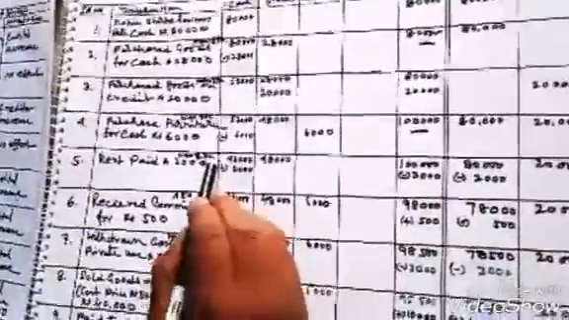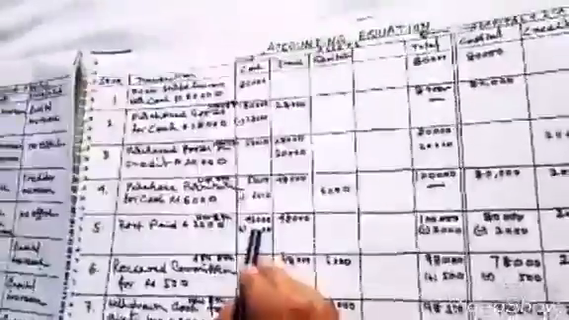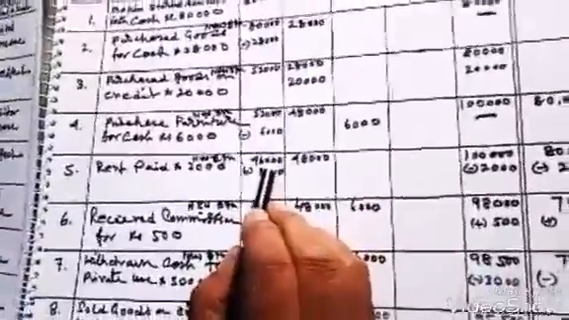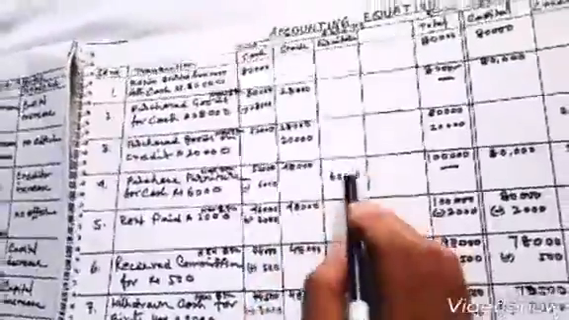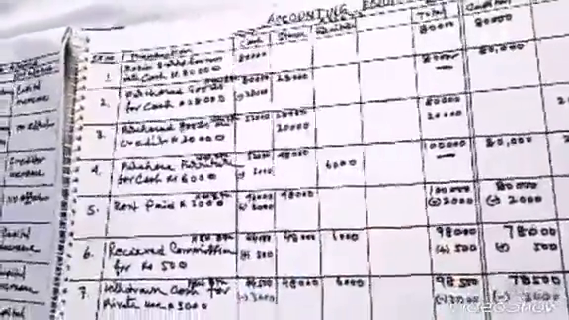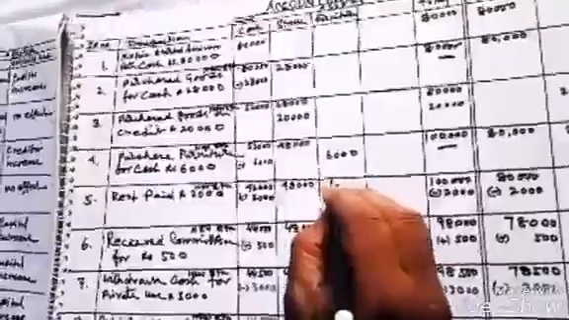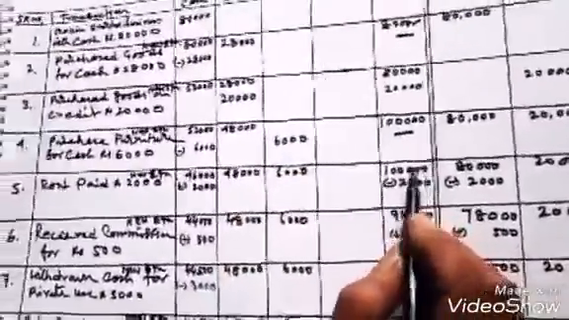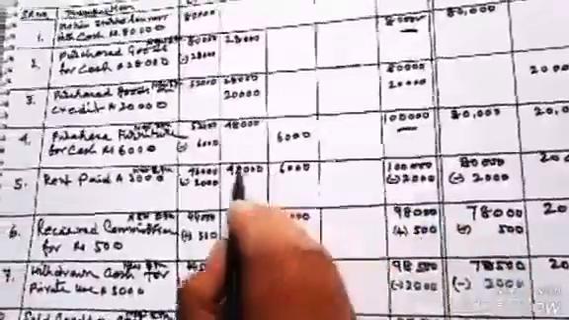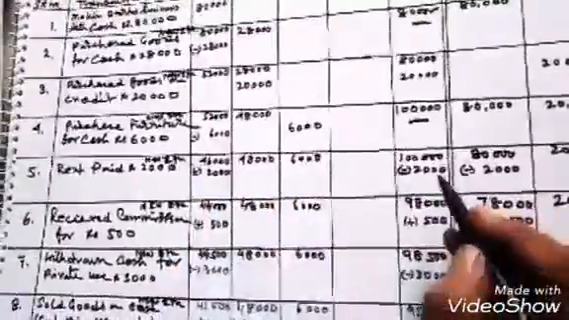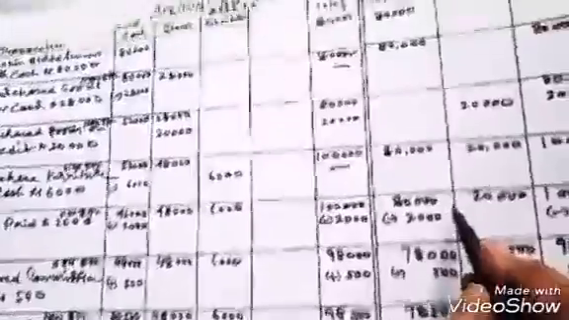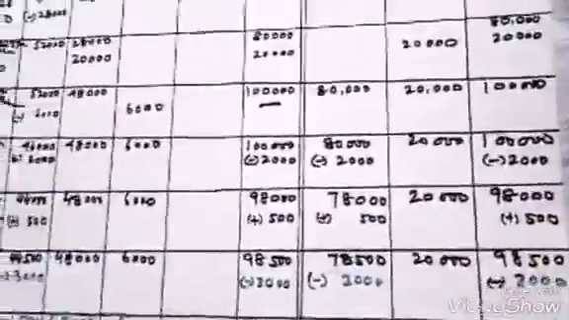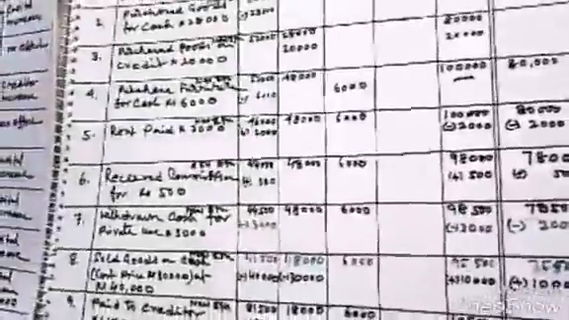Now the new equation is 52,000 minus 6,000, so it is 46,000. It is 48,000. Here it is 6,000. So the total is coming 1 lakh. And the total of capital and liability is also 1 lakh. Now come to transaction number 5.